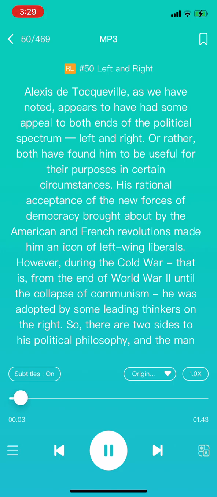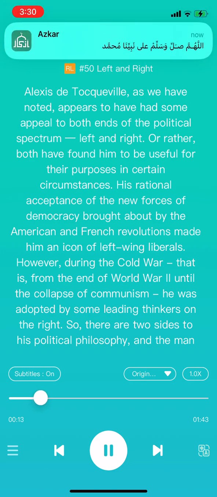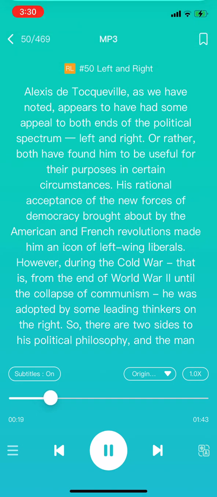Alexis de Tocqueville, as we have noted, appears to have had some appeal to both ends of the political spectrum, left and right, or rather, both have found him to be useful for their purposes in certain circumstances. His rational acceptance of the new forces of democracy brought about by the American and French revolutions made him an icon of left-wing liberals. However, during the Cold War, that is, from the end of World War II until the collapse of communism, he was adopted by some leading thinkers on the right. So there are two sides to his political philosophy and the man himself that we need to look at.